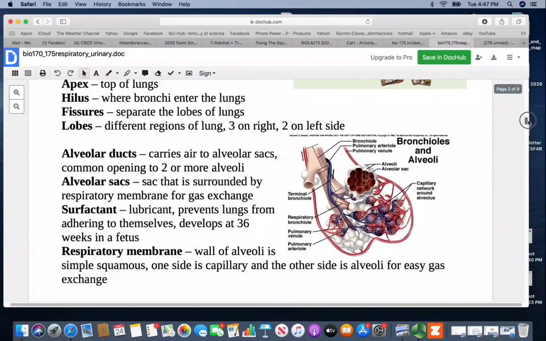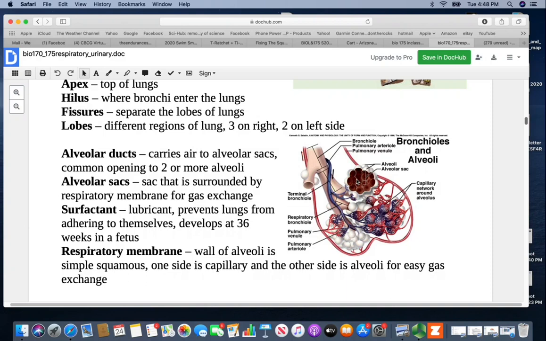The alveolar ducts are going to carry the air into the alveolar sacs. So they're a common opening to 2 or more of these alveoli. And you can see that in this picture here. The alveolar sacs are surrounded by a respiratory membrane to allow for gas exchange. The respiratory membrane is basically made up of simple squamous tissue. On one side of it is capillary, and on the other side is the alveolar sac. This is good for easy gas exchange because it does not have to go through a lot of layers. With a single layer, the gases can move through easily.